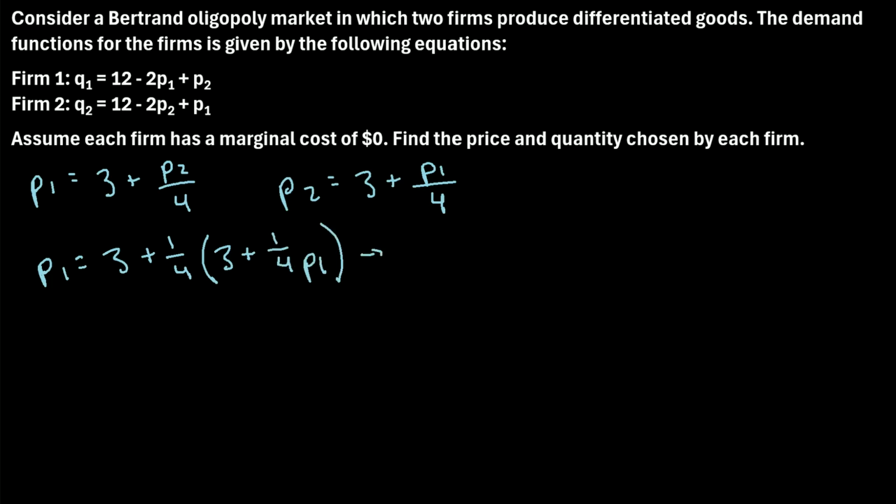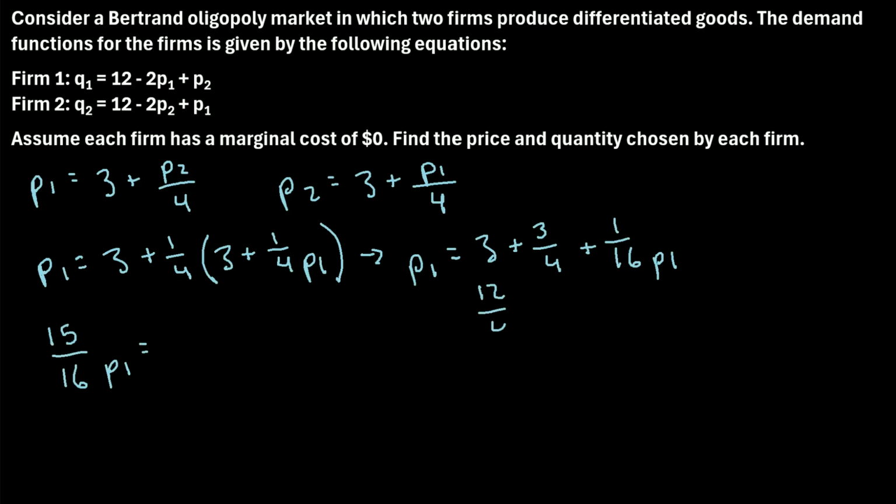So if we simplify a little bit, we find that P1 is equal to 3 plus 1/4 times 3, that's 3/4, plus 1/4 times 1/4, that's 1/16 P1. Now remember, we're solving for P1. So here we have a coefficient of 1 in front of the P1. That's the same as 16 over 16. So we can do 16 over 16 P1 minus 1/16 P1. So that would give us 15/16 P1 is equal to 3 plus 3/4. So 3, that's the same as 12 over 4. So 12 over 4 plus 3 over 4, that's 15 over 4. So let's write 15 over 4.